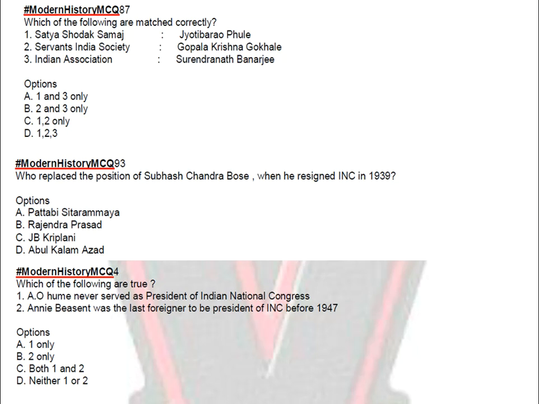Last question for today. A.O. Hume never served as president of the Indian National Congress. Annie Besant was the last foreigner to be president of INC before 1947. These kinds of things are tricky questions which UPSC makes. A.O. Hume was involved in the formation of INC, W.C. Banerjee was the first president, and Lord Dufferin was the viceroy at that time.